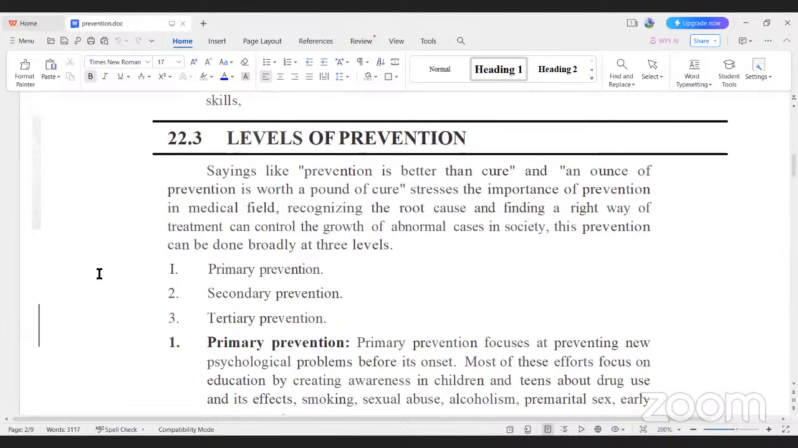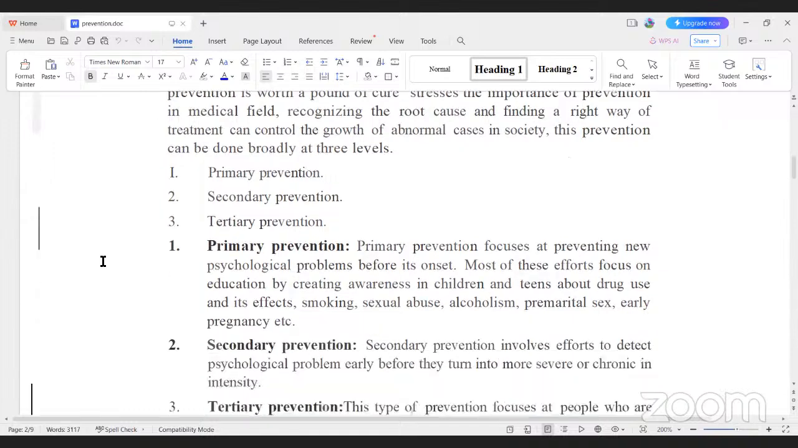Here, what is primary prevention? How we can prevent primarily to avoid those type of problems? Primary prevention focuses at preventing new psychological problems before its onset. So prevention is better than cure, people are saying that. So before onset, before affecting those problems, it is better to prevent, they are saying.